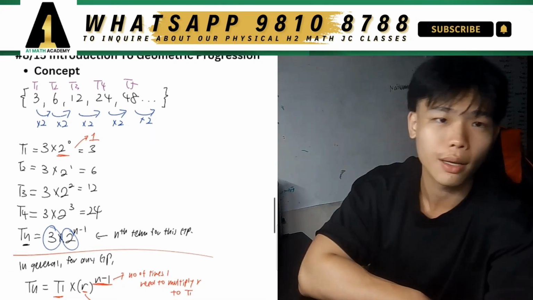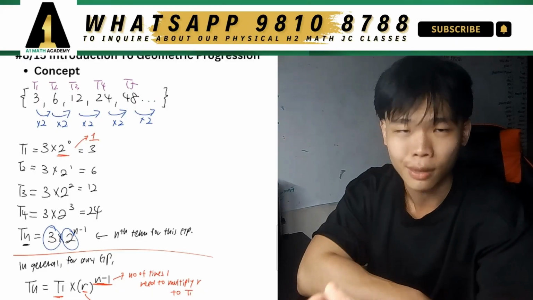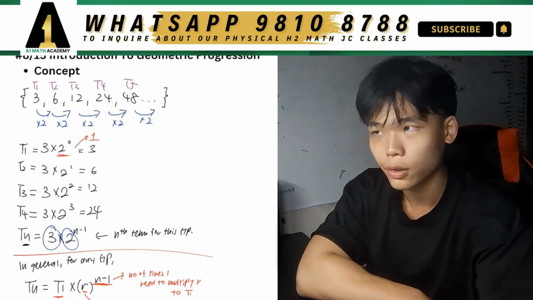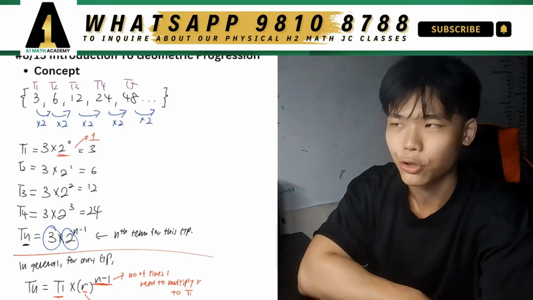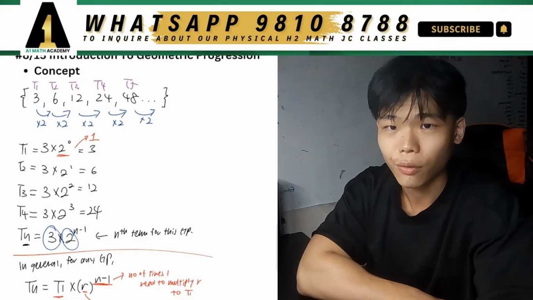If you understood how I derived the general formula for an AP in the previous video, then this should also make sense to you, because it's actually quite similar. It's just multiplication of moving it forward.